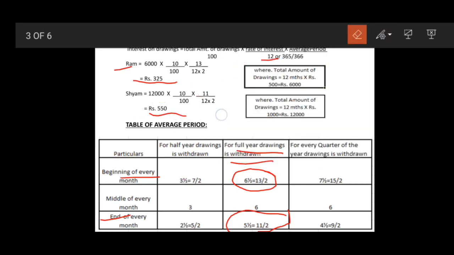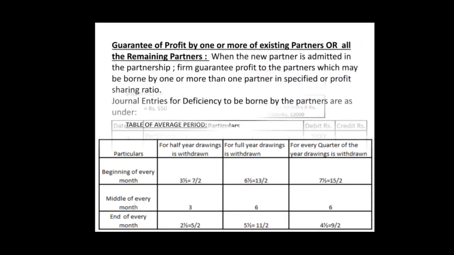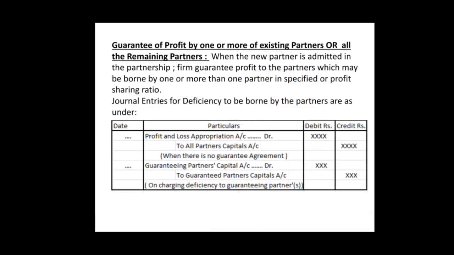calculation of interest on capital when a regular amount at a regular period of time is given, you have to calculate this way. Now we are switching towards guarantee of profit by one or more of the existing partners or all the remaining partners. When a new partner is admitted in the partnership, the firm guarantees the profit to the partner, which may be borne by one or more than one partner as specified in the profit sharing ratio.